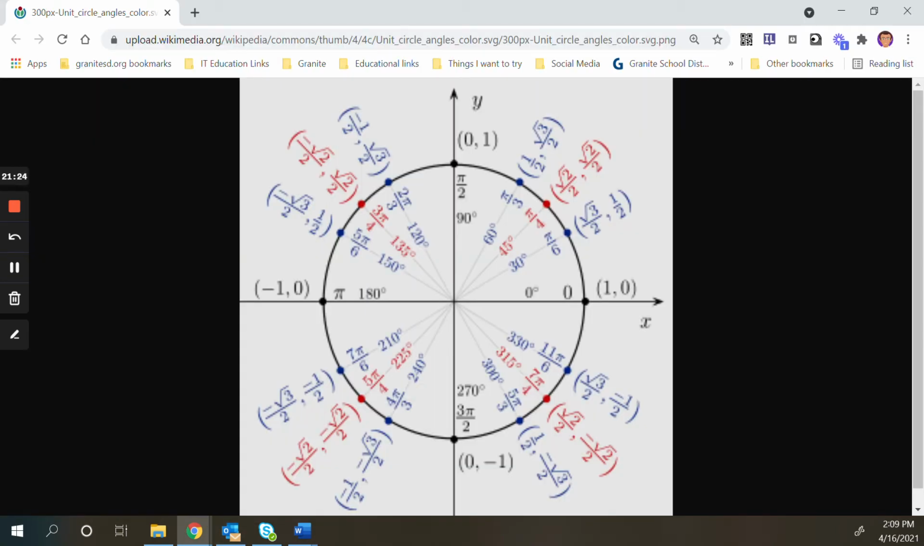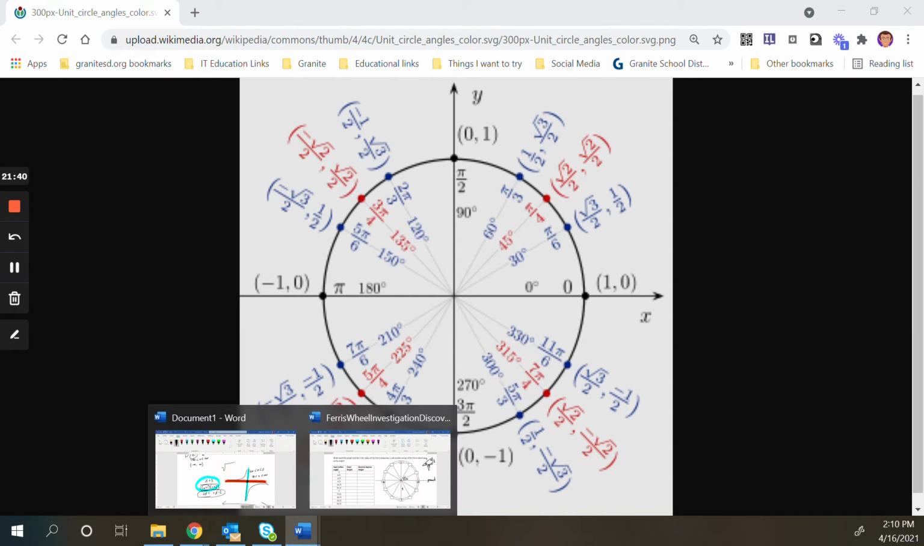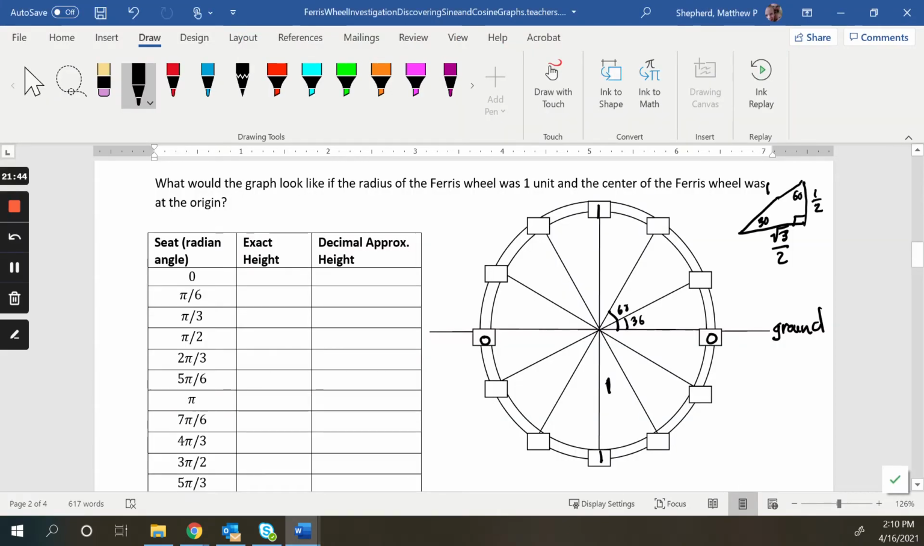Now remember, this time we're talking about the height. Y values tell us what the height was. So the height at 30 was a half. The height at 60 was the square root 3 over 2. And because both of these now have a radius of 1, they are the exact same numbers.